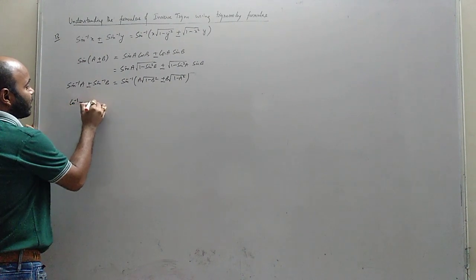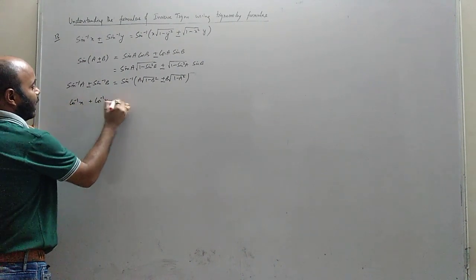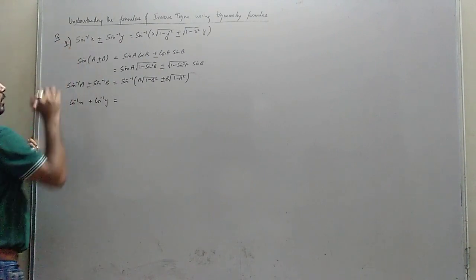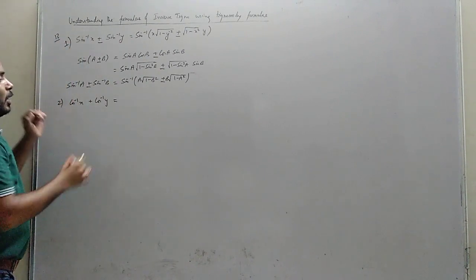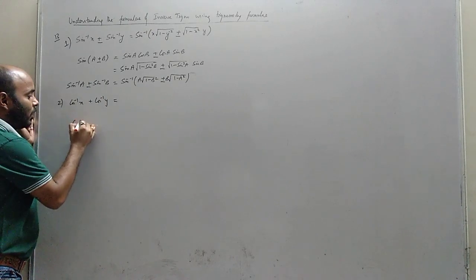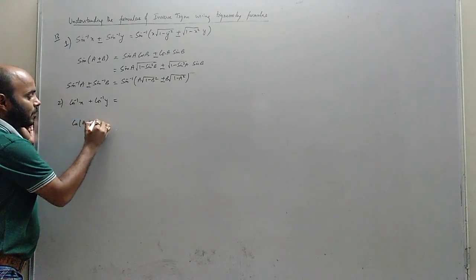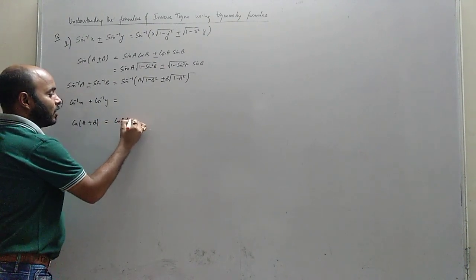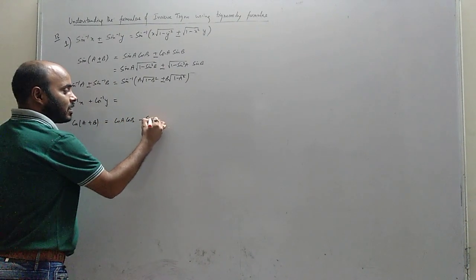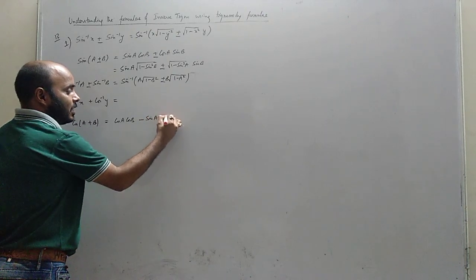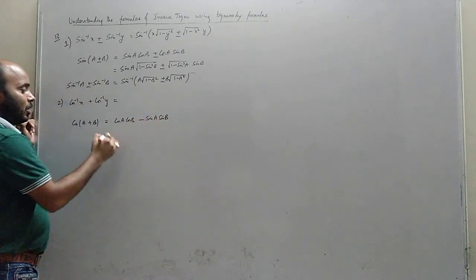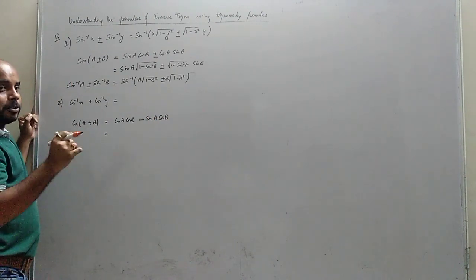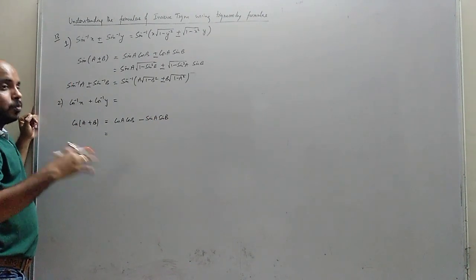cos inverse x plus cos inverse y. I don't know the formula, so I'm naming it number 1. This is number 2. I don't know the formula, but I know one formula, cos of a plus b. What is the formula of cos of a plus b? Cos a cos b minus sin a sin b. If you don't remember this formula also, then God can help you. I cannot help you.